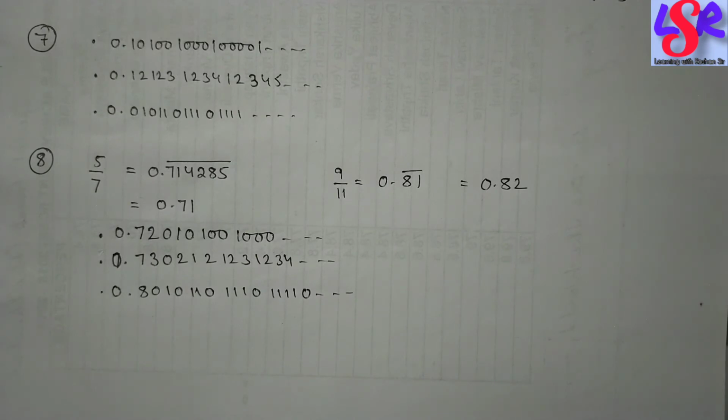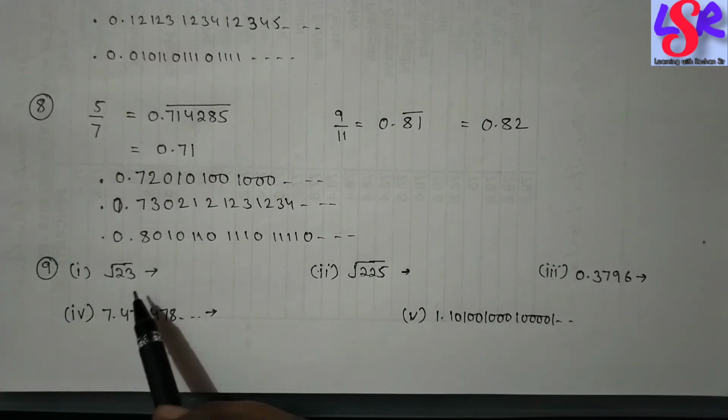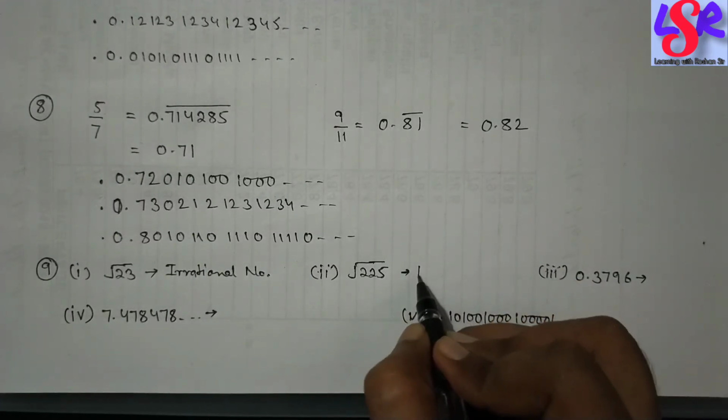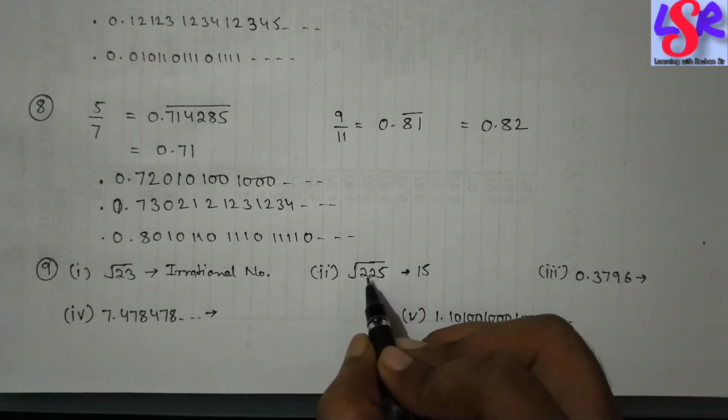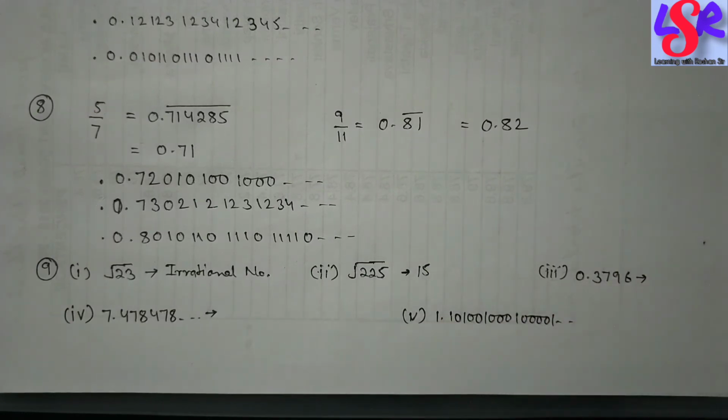Now let's move to question number 9. Now here in question number 9 we have to identify whether the numbers are rational or irrational. So here first of all we are having root 23. The root of 23 is an irrational number because 23 is not a perfect square. Then we have root 2 to 5. Now this can be written as 1 and 5 because 2 to 5 is a square of 1 5. So it is a rational number.